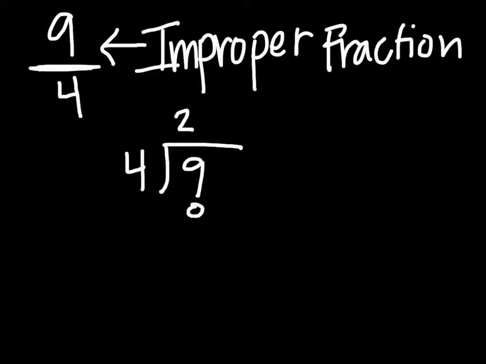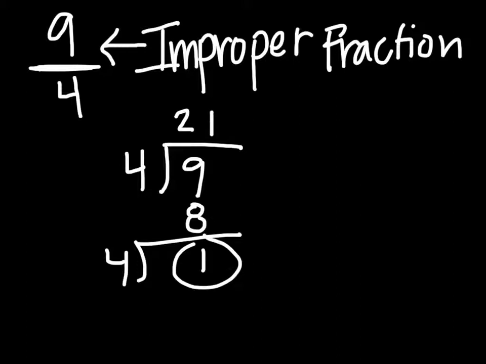2 times 4 is 8. 9 minus 8 is 1. 4 cannot go into 1, and there's nothing else to bring down. So that means that that 1 is the remainder. So now we have 2 remainder 1.